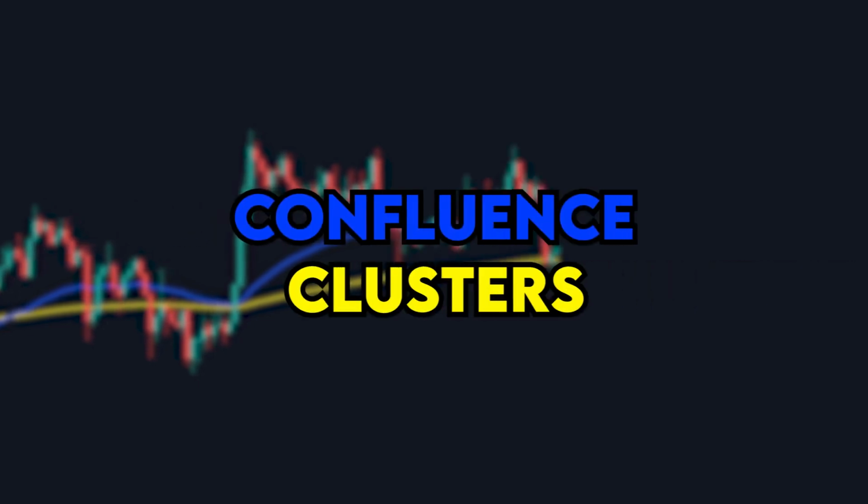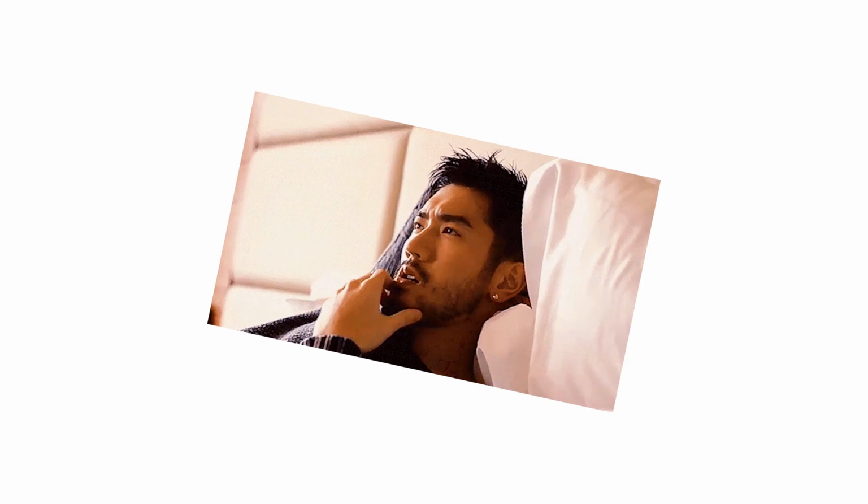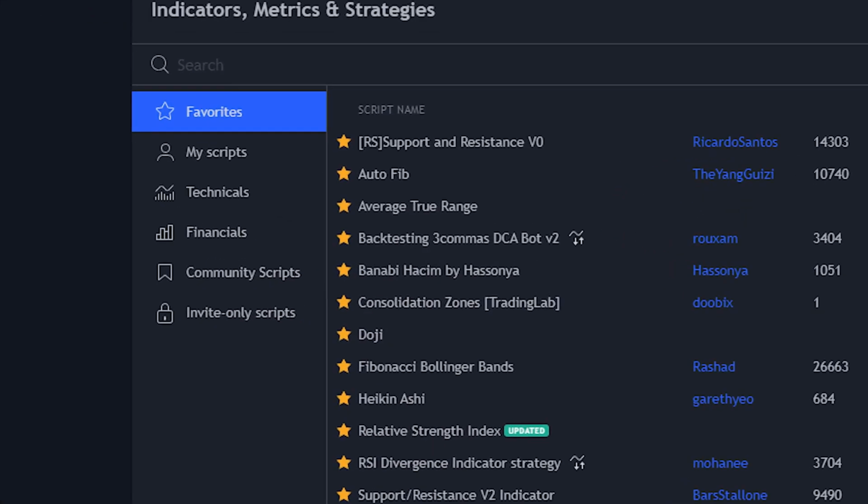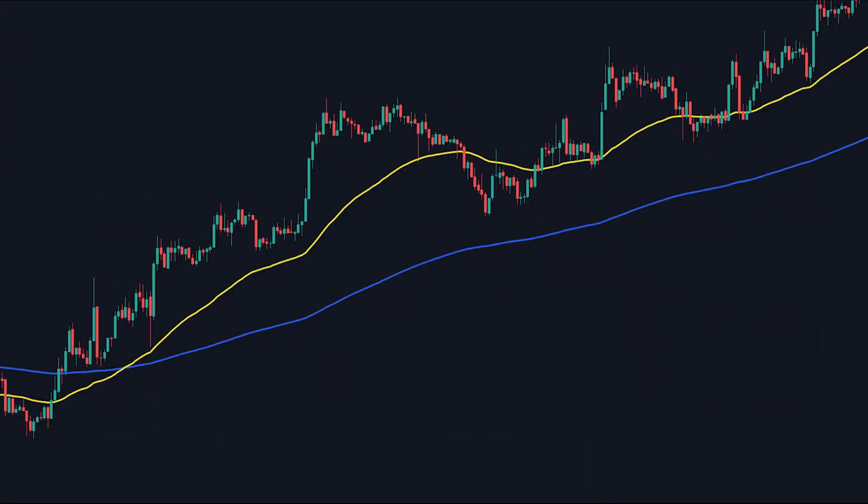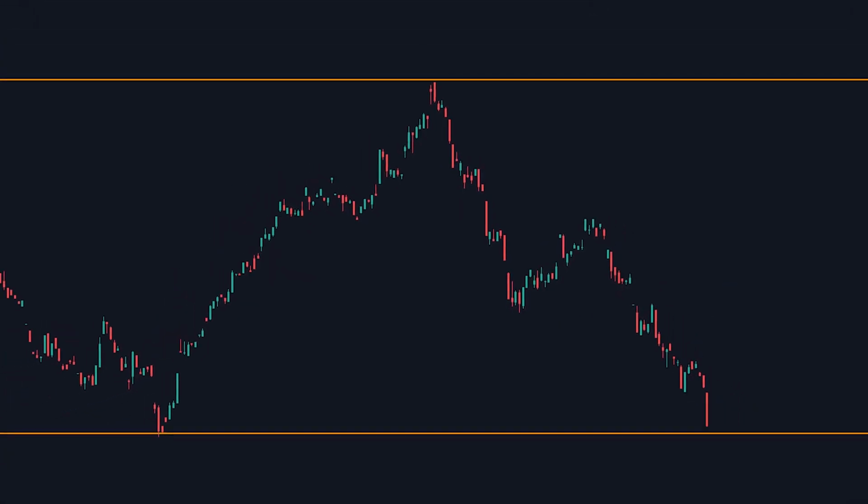The next tip I'm going to share with you guys is use confluence clusters. This tip is huge. Now, you may be asking yourself, what the hell is a confluence cluster? What I mean by a confluence cluster is use other indicators like pivot points, VWAP, or moving averages and pair them with your support and resistances.